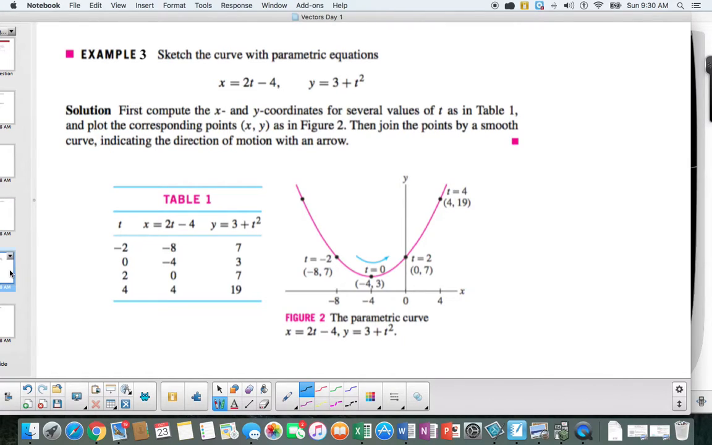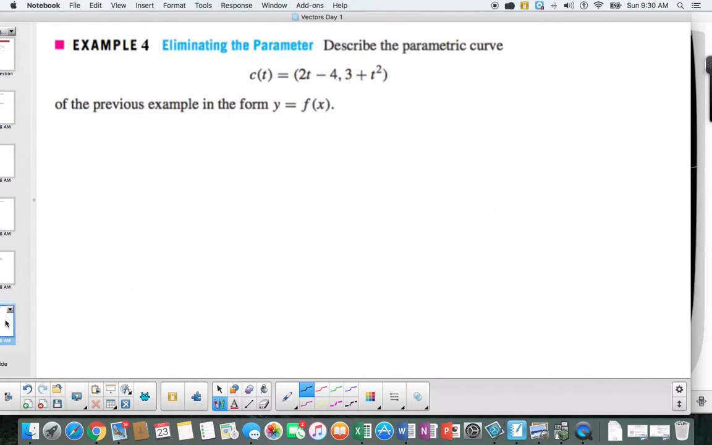All right, let's sketch this curve with parametric equations. The strategy is to go ahead and use a table to help yourself, and then again, always put an indication of how the graph is going. And this looks to me like it could be a parabola. So let's go to the next screen, and we're going to talk about how we can eliminate the parameter. We know that x is equal to 2t minus 4, and we know that y is equal to 3 plus t squared. So I'm going to solve for t.